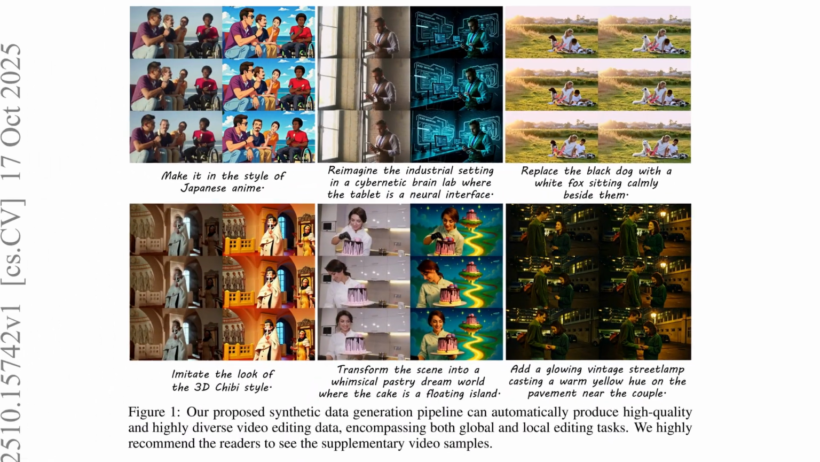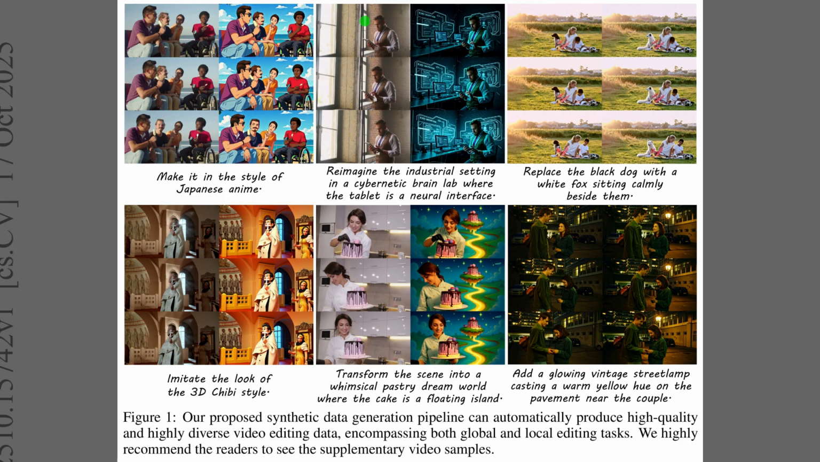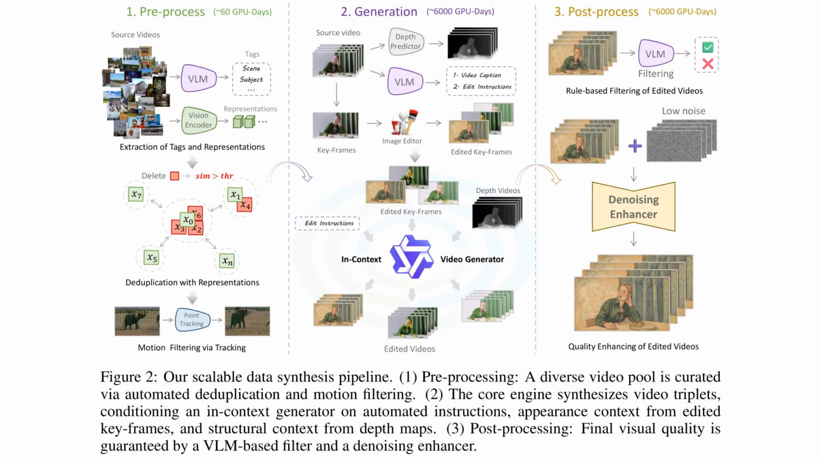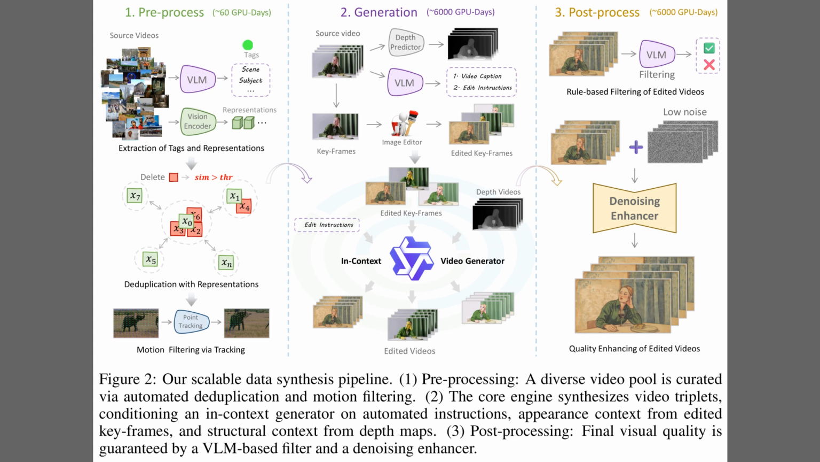Alright, Figure 1 illustrates what the synthetic pipeline delivers. Diverse, high-quality video edits that stay consistent across frames. Global versus local editing means whole scene restyling versus targeted changes to specific objects or regions. The left panel highlights global style shifts that transform the entire scene. In the center, structural reimagining preserves motion while reshaping content. On the right, local edits like object replacement and lighting tweaks remain stable over time, which is crucial for believable video.